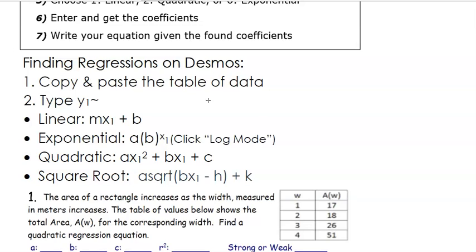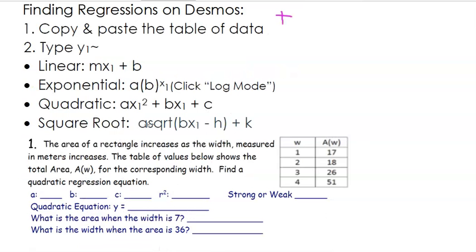You can also do the same thing on Desmos. Copy and paste the table of data. You click the plus sign. Type y1 and then the tilde mark, the little squiggly line. And then for quadratics, you do a x1 squared plus b x1 plus c. If you don't put the ones next to it, it'll say error. For square root, you would just write a sqrt parentheses b x1 minus h plus k.